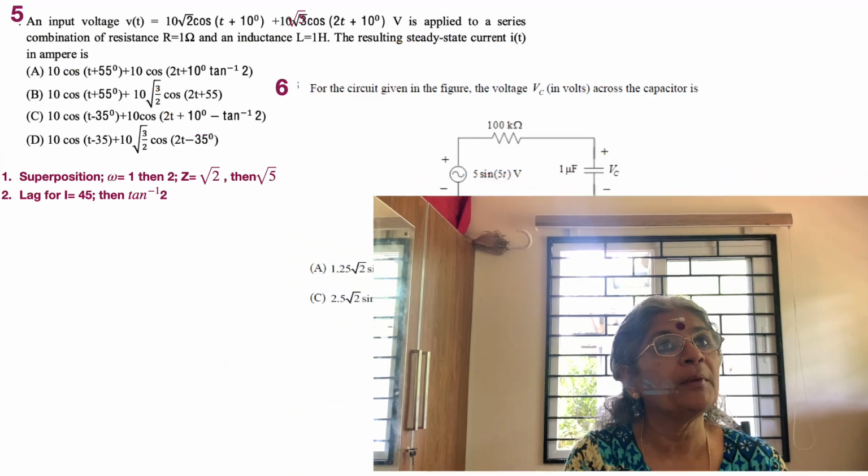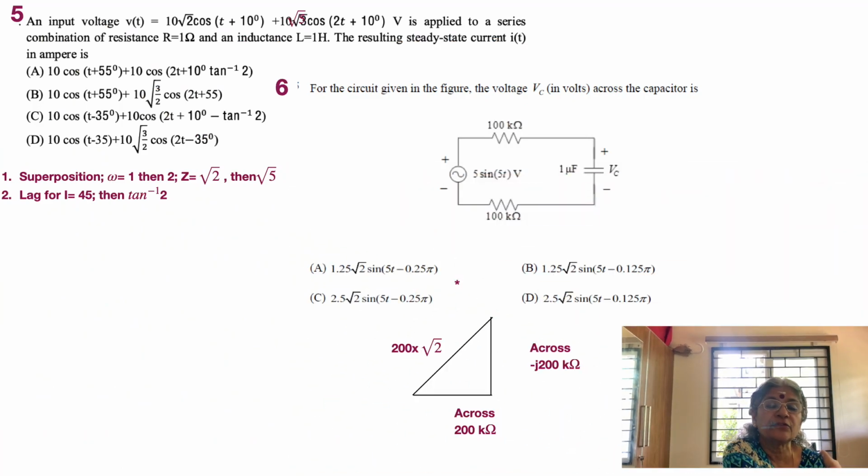In the next case the omega changes to 2, so omega L is equal to 2, or in other words the impedance is the square root of 1 plus 4, 5, so root 5. And in both cases, the angle of lag also changes. In the earlier case, it is tan inverse 1 by 1, which is 45 degrees, or pi by 4. In the next case, it's going to be tan inverse 2 by 1, or simply tan inverse 2. So if the angle is given, you can calculate that.